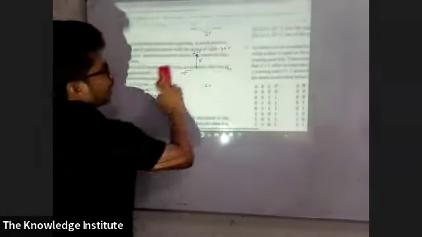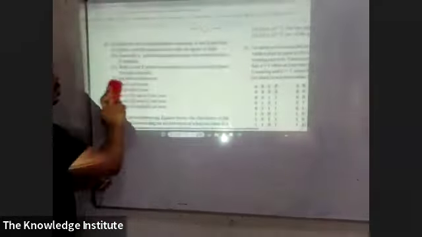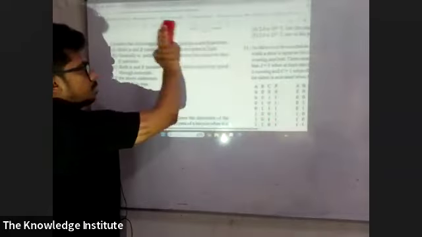Question 26. Consider the following statements regarding alpha and beta particles. Both alpha and beta particles travel with the speed of light. Is it true or false?